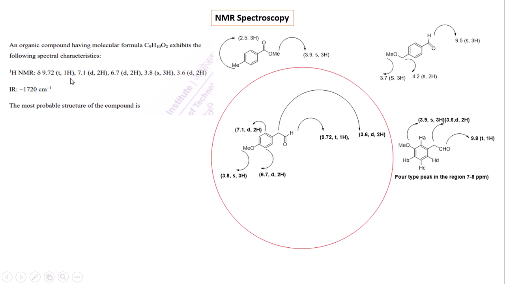must correspond to that of the aldehyde proton, and 7.1 and 6.7 are the aromatic region protons, and the two protons are doublet and doublet, so it must be para-substituted. The 3.8 singlet 3H means this proton is the methoxy proton, and the 3.6 doublet 2H proton is adjacent to the carbonyl group and the phenyl group. So the correct structure is the para-methoxy substituted phenyl acetaldehyde.